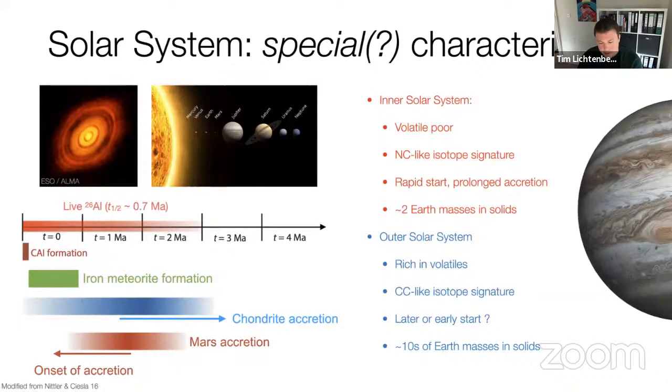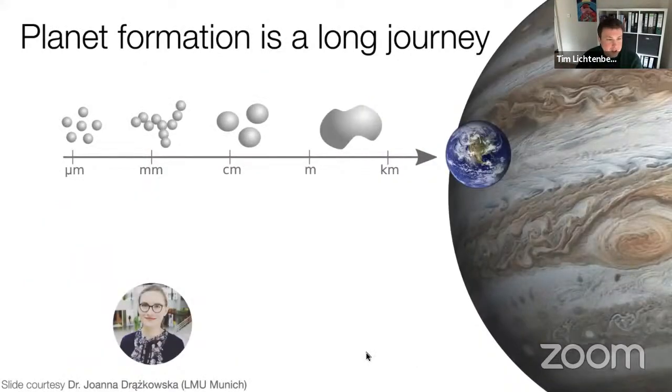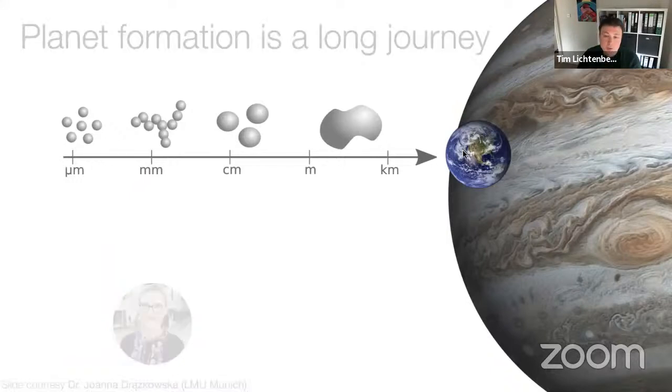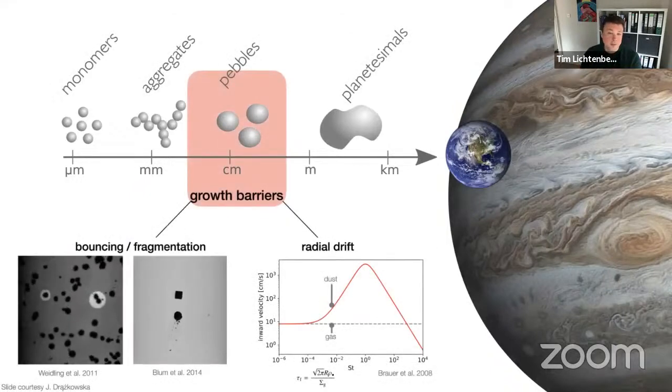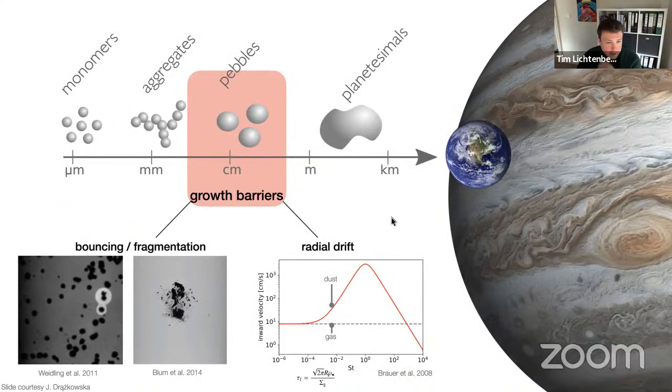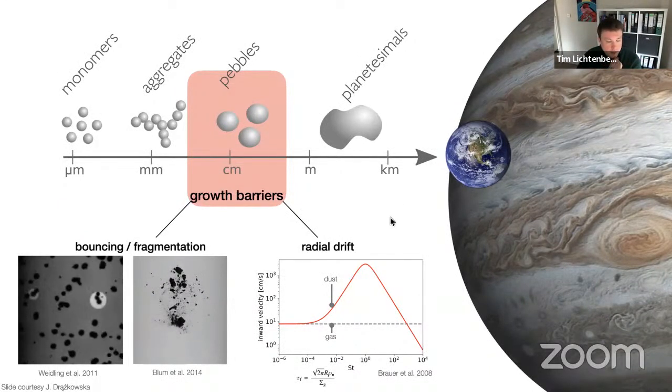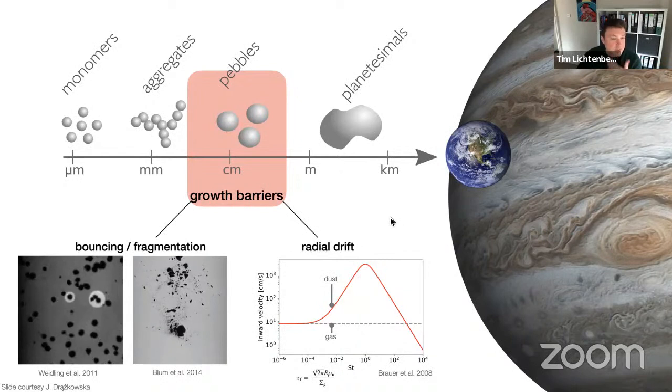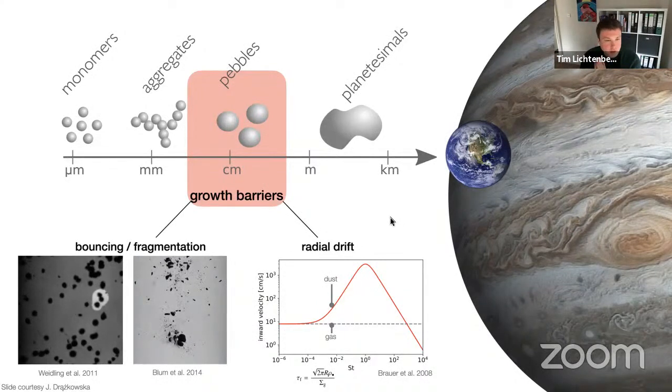Okay, now the point is planet formation really is a long journey, right? And the following slides are from Ioana. The grains in the disk start from micrometer-sized grains that fall onto the disk and then grow to make a planet. Now the point is that there are multiple problems along the way. And in the last 10 to 15 years or so, at least in the European planet formation community, there has been a large emphasis on overcoming several of these growth barriers.